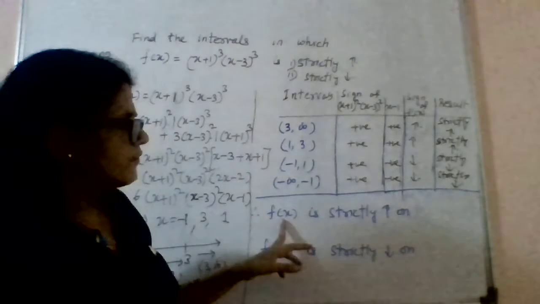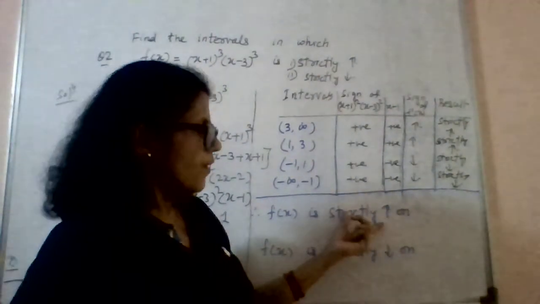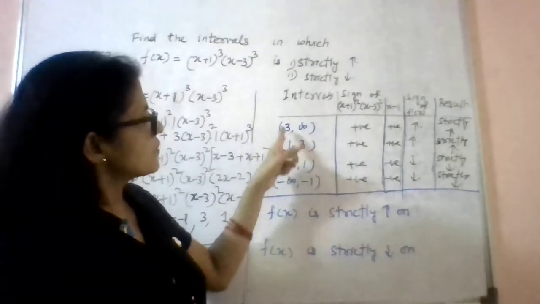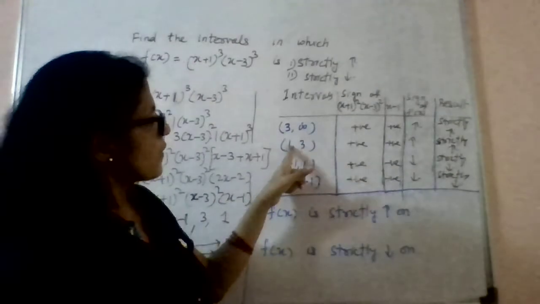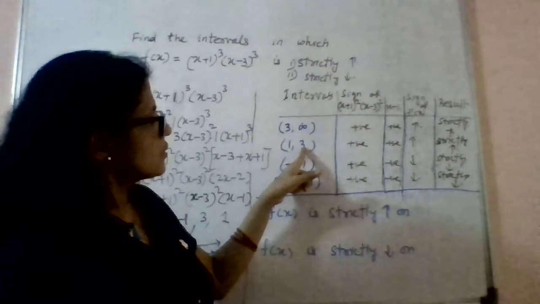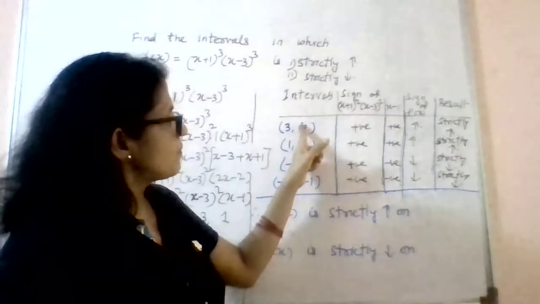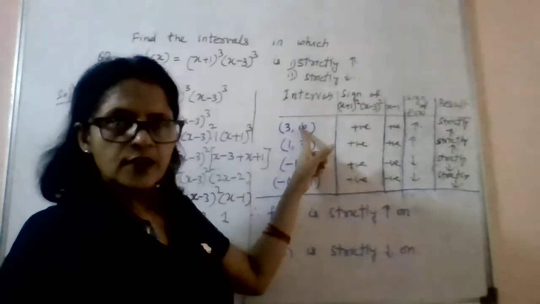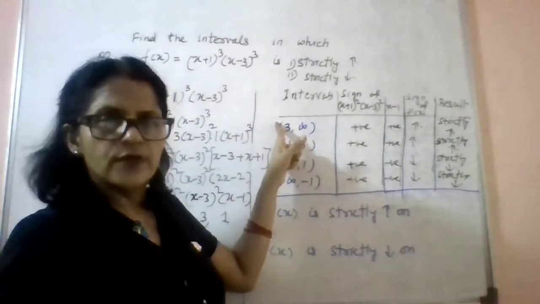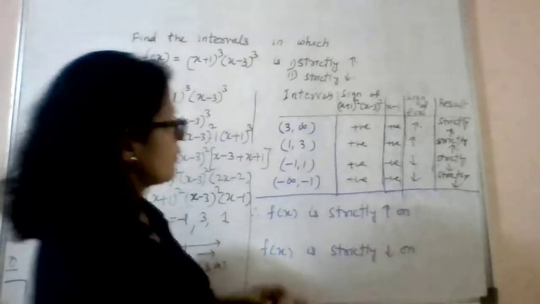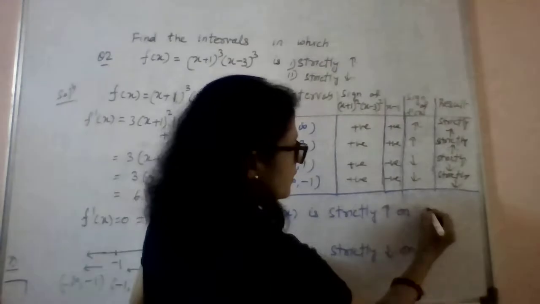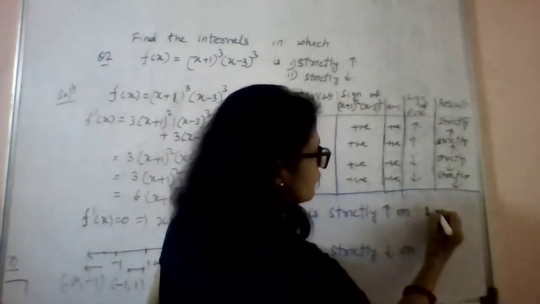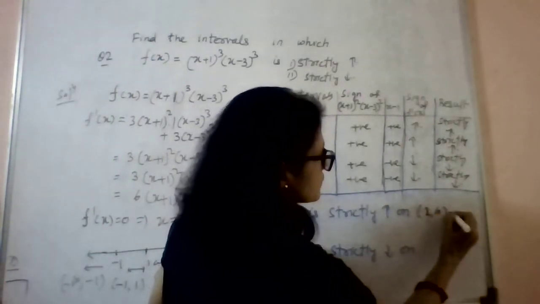So it means f x is strictly increasing on this union. If you observe, it is 3 to infinity and 1 to 3. If you combine these two intervals, it will be 1 to infinity except 3, because 3 is not included, right? So you can write here 1 to infinity except 3.